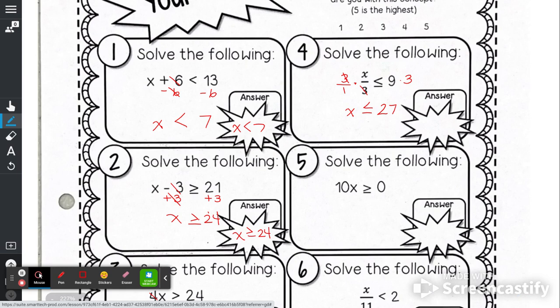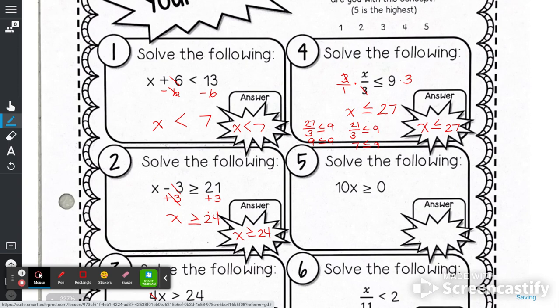So I can check this. I can plug in 27 over 3. Should be less than or equal to 9. What's 27 divided by 3? Good. 9, and is 9 less than or equal to 9? Yes. Okay. I could check, what's a number less than 27? 21. 21 over 3 should be less than or equal to 9. What's 21 divided by 3? 7. Is 7 less than or equal to 9? Yes. So my answer is x is less than or equal to 27.